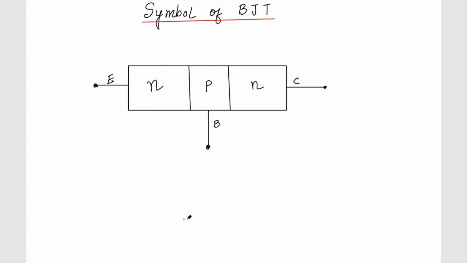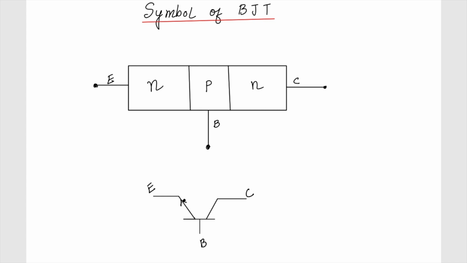Now we will see the symbol of a transistor, and how to represent a BJT. This is represented by this symbol. I have a line here, and then another line with an arrow here. So this is my base, this is my collector, and this is my emitter. In the region of the emitter, there is this arrow.